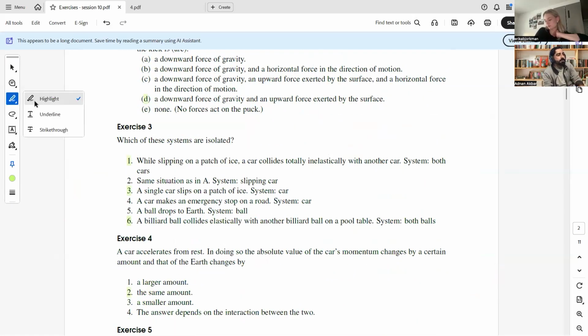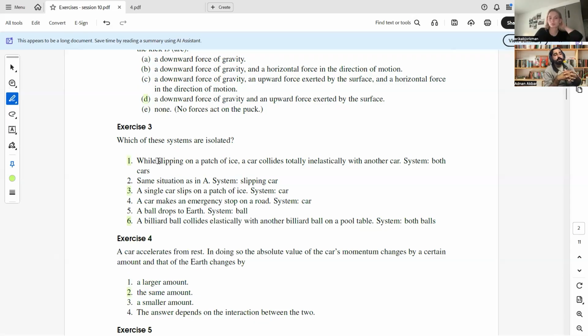Here we have question number 3. Which of these systems are isolated? First of all, we need to understand that an isolated system is a system in which there is no external interference. That is called an isolated system. So in these options, he is providing some examples through which we need to check which supports the isolated system and which violates it.